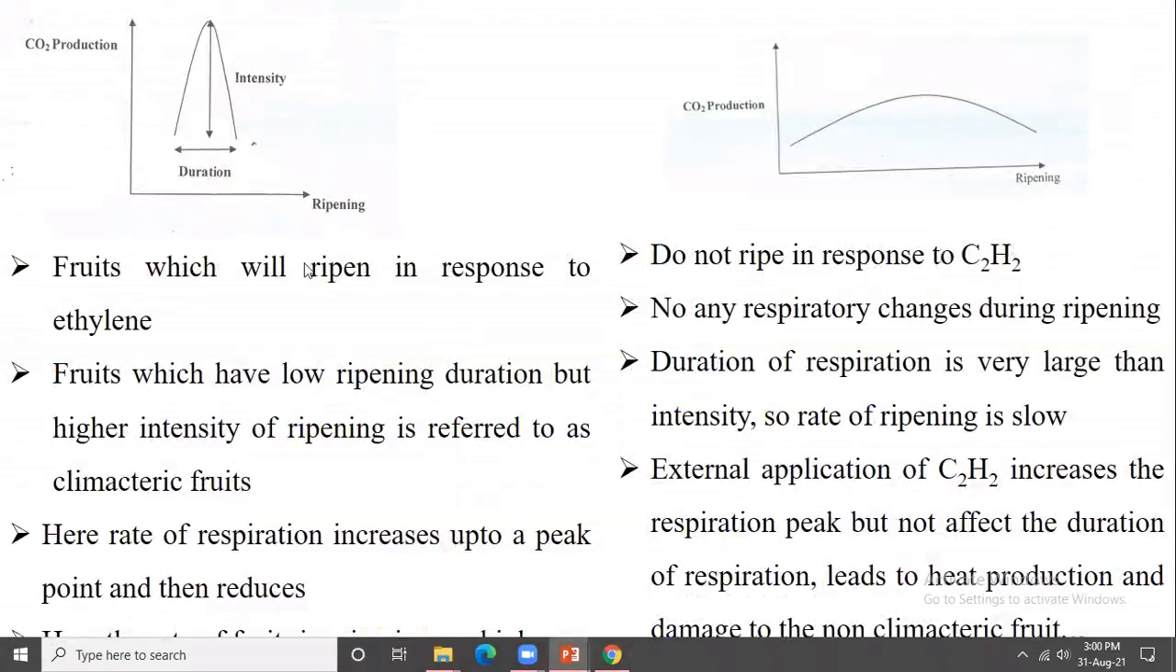You must know how CO2 is produced from climatic fruit. Here we have the non-climatic fruit, and here we have high CO2 production. How is this possible?